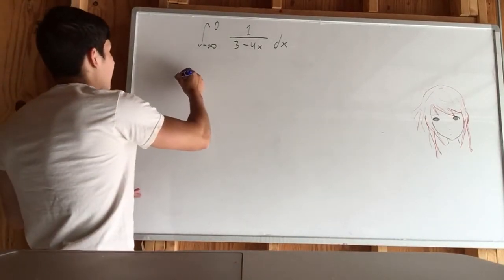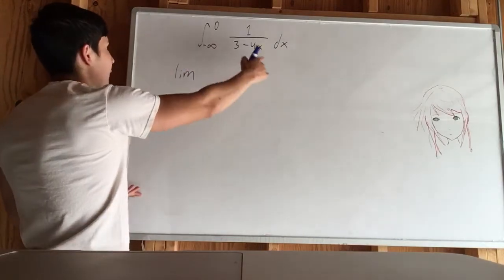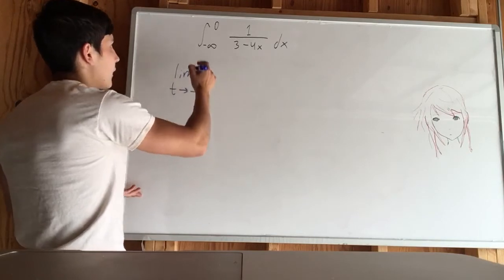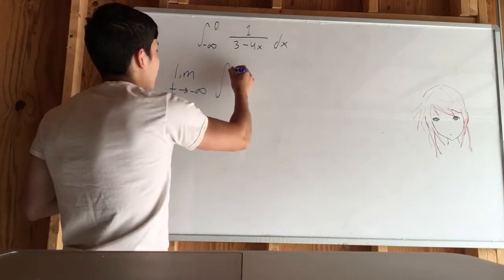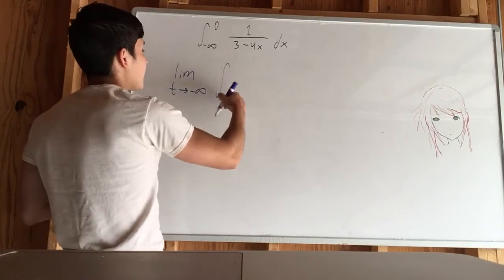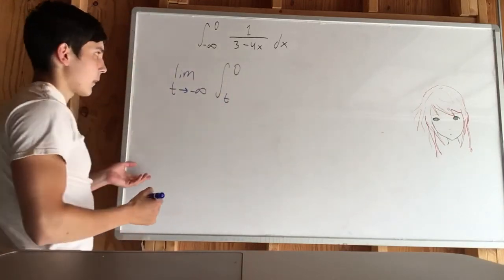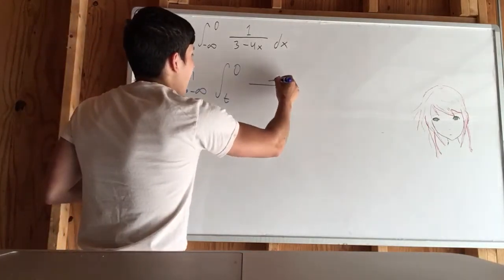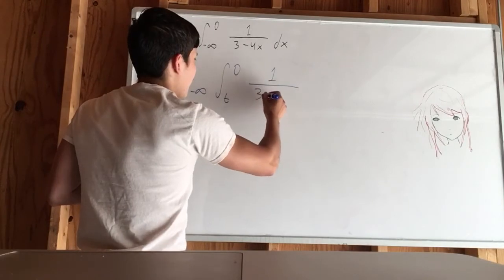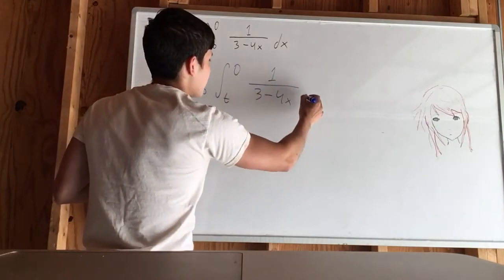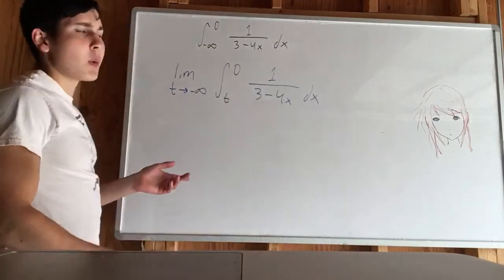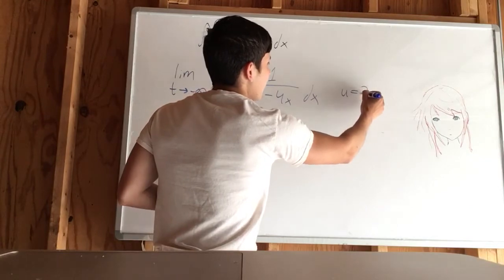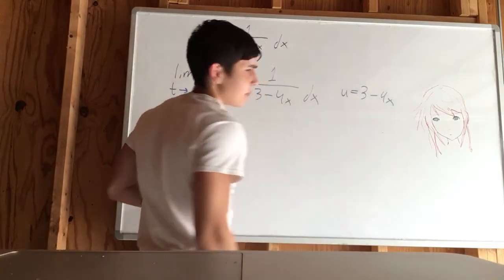So we just have to do the limit for this thing. The limit as t approaches negative infinity from t, this is the variable that we're switching because we're letting the limit go to infinity of this variable, 1 over 3 minus 4x. How do we integrate this? Well, we let u be 3 minus 4x. U equals 3 minus 4x.